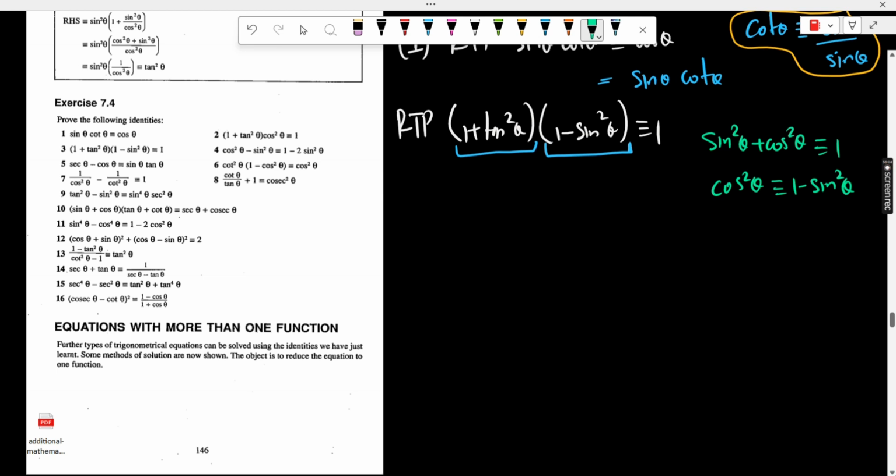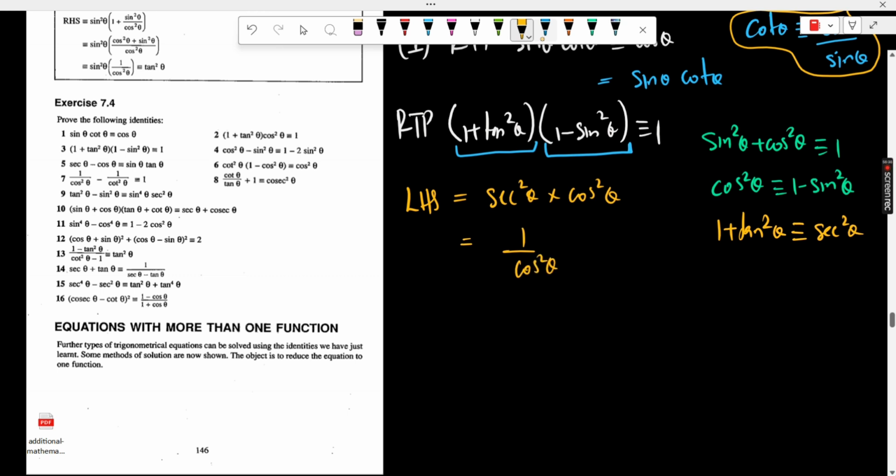Similarly, we should also remember that 1 plus tan squared theta is equivalent to sec squared theta. So basically, the left-hand side becomes sec squared theta times cos squared theta. And of course, from the previous question, we know sec squared theta is 1 over cos squared theta, and that times cos squared theta is simply equal to 1. So our identity has been proven, right?